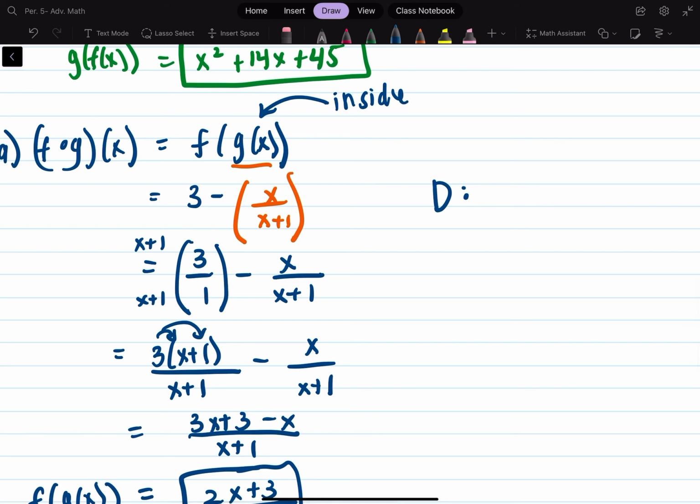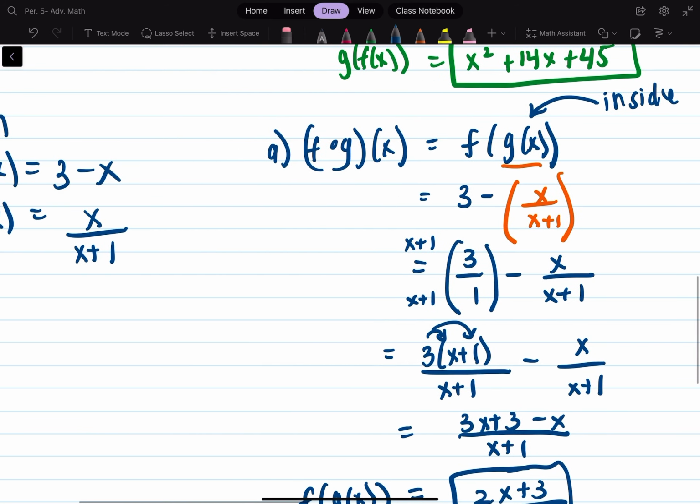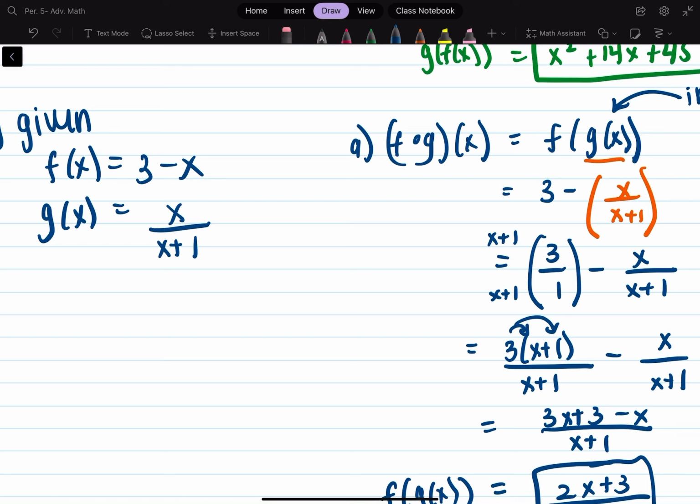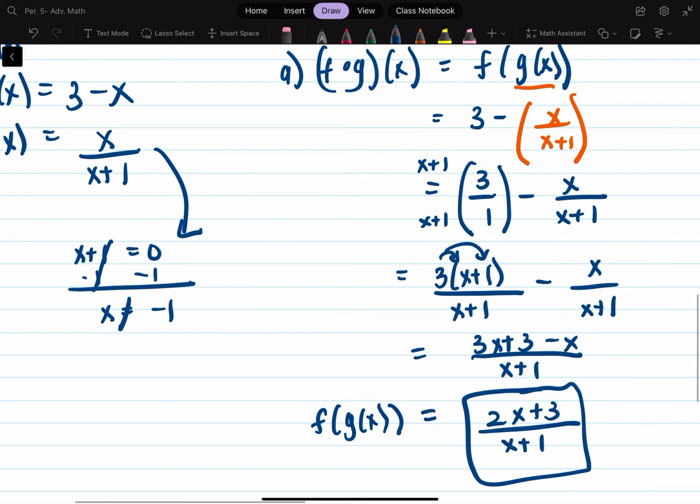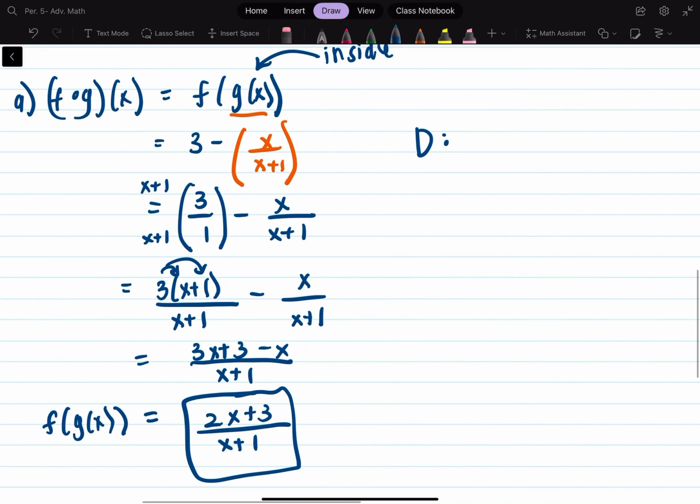So let's look at the domain of our inside function. Well, the inside function is x over x plus 1. In this function, we do have a rational function. So what value of x will make this denominator equal to 0? Well, we know -1. So I cannot substitute a -1 into this function. If I do, I would get 0 in my denominator, and you can never have 0 in the denominator of a fraction. So I know for sure in this domain, it's going to be all real numbers except -1.